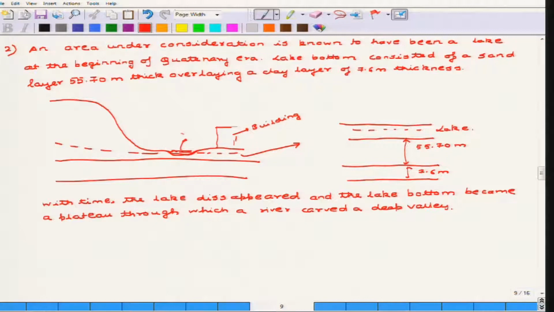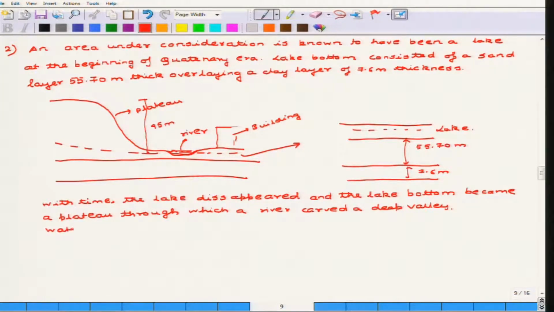This is the river, this is the plateau, and it is being carved through a deep valley. Now the plateau is some 45 meter above the bottom of this valley. So this height is somewhat 45 meter, and the water in the river is 1.5 meter below the level of the valley.